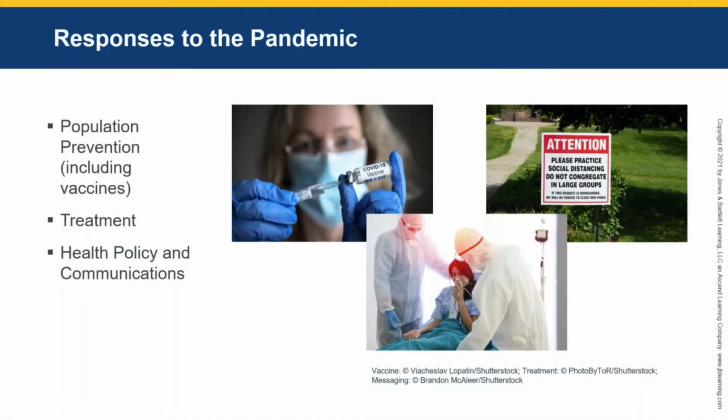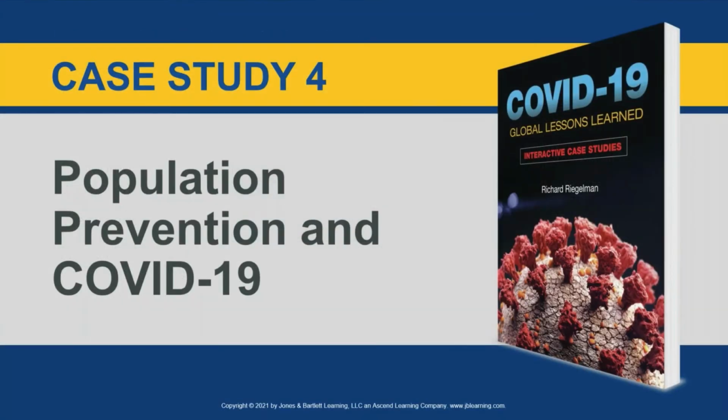The next three cases I like to think of as the response to the pandemic, how we've responded and into the different challenges that this pandemic has presented. And so the fourth case, we have one on population prevention, including vaccines. And the population prevention one takes a look at the Ebola epidemic.